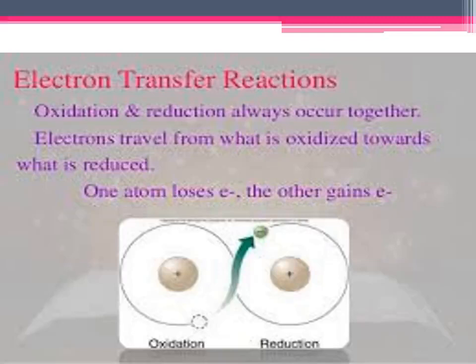In metal displacement reaction, what happens? Place a zinc metal in an aqueous copper sulfate solution. See in your page number 23, metal displacement reaction. In a beaker you are taking copper sulfate solution, which is blue in color. Then you are dipping a zinc metal strip, placing it inside the copper sulfate solution, which is blue in color.